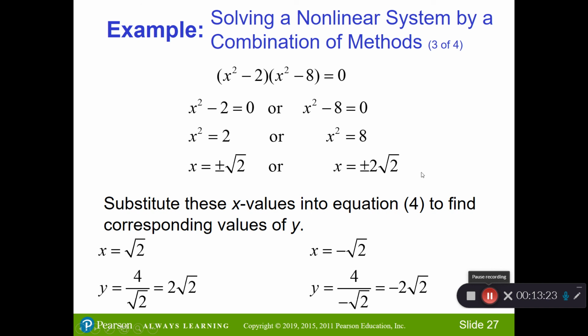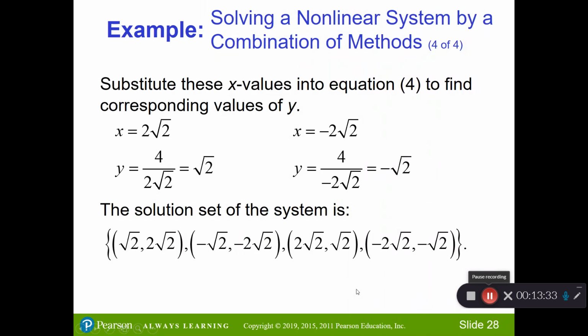Now, once I know these 4 different x's, right, because we have 4 different x values there, substitute them into either equation to get the y value, and we get 4 separate points where these intersect.